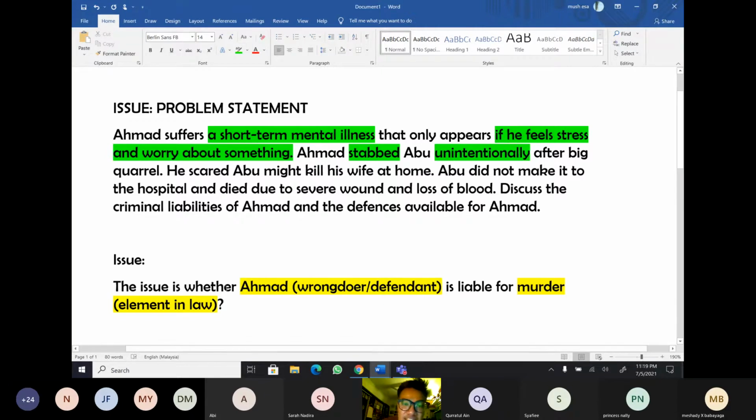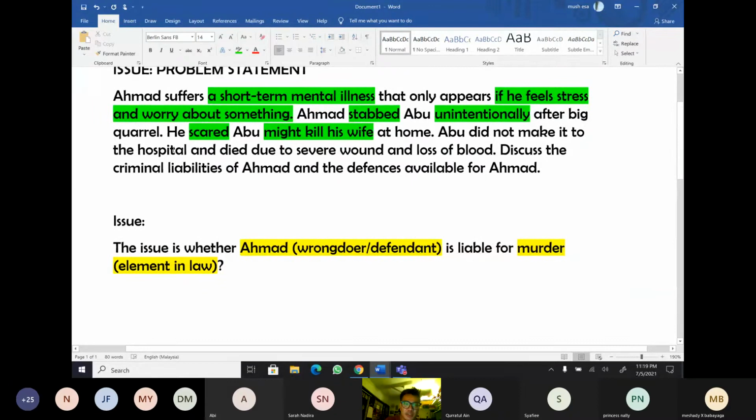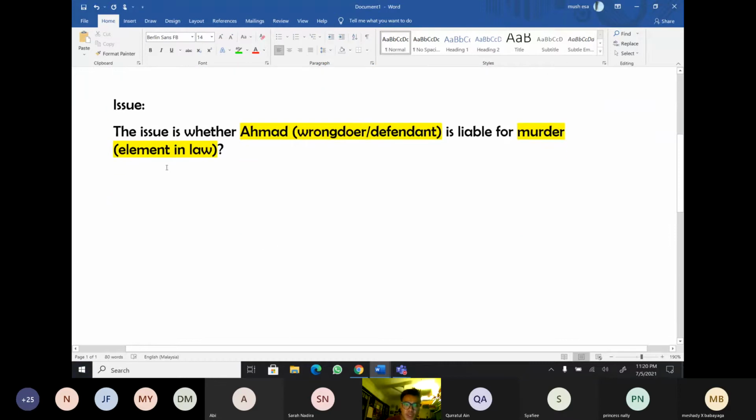Okay, and then he scared Abu might kill his wife. Okay, maybe lah dalam dia punya quarrel, Abu has stated that he might kill his wife. Okay, because of something lah. Okay, Abu did not make it to the hospital and died due to, okay, discuss sekarang dia nak the criminal liabilities and defenses.